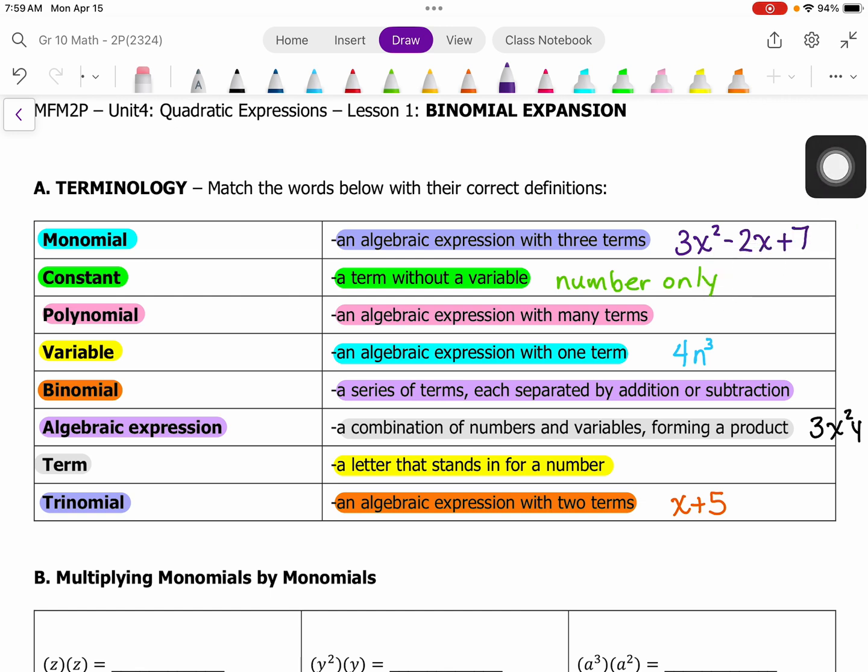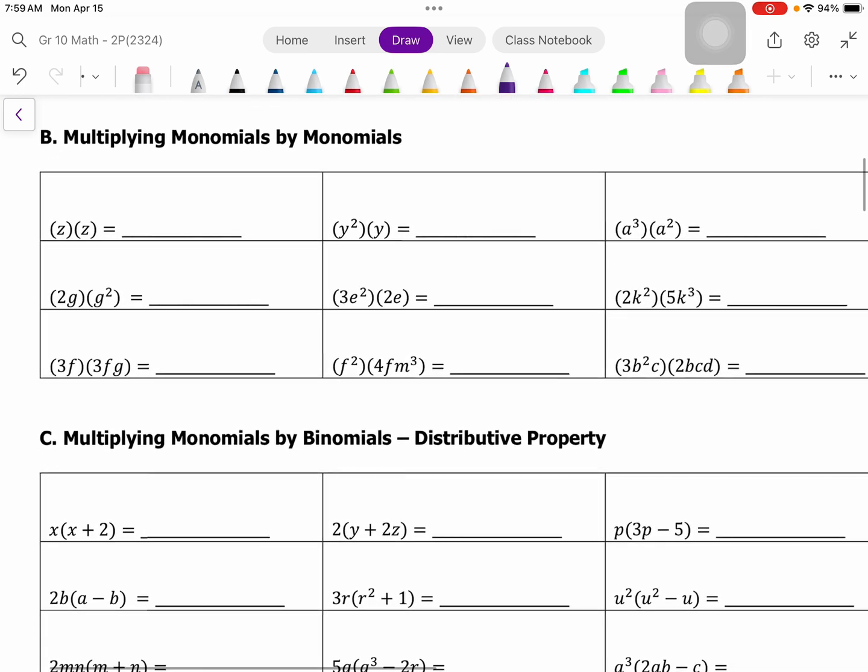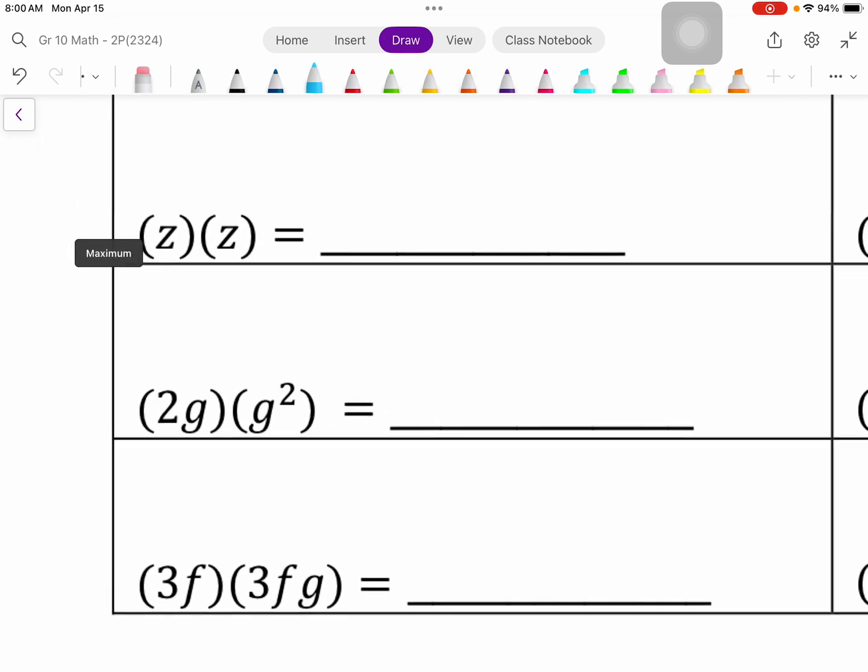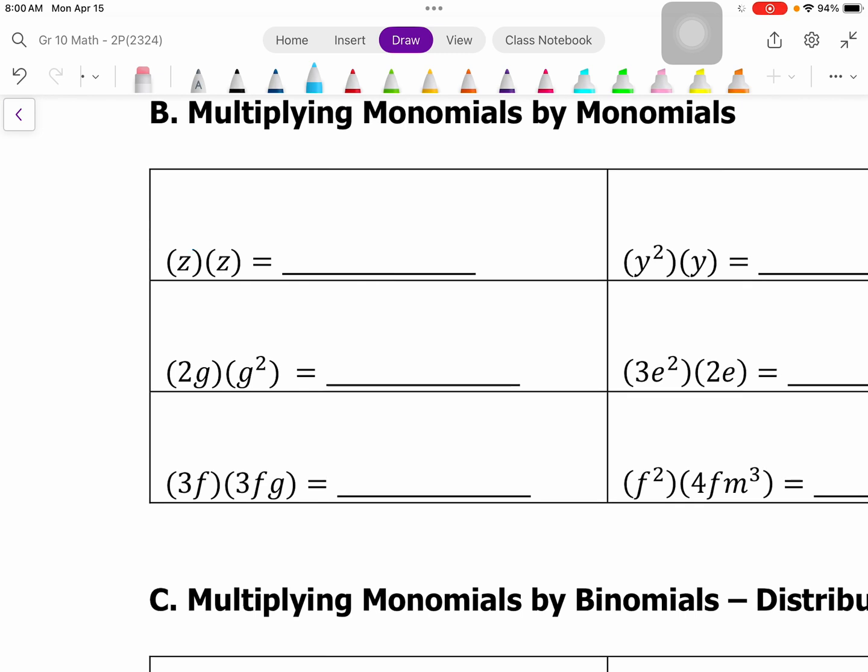So these are going to be words that we use now throughout this unit and the next, so you'll get comfortable with them. So over here we have monomials that are being multiplied together, and this is something that you have done already. So we'll do a few of these examples together. So when I have something being multiplied by itself, first of all, when I have a letter that doesn't have any exponent, the exponent is always 1. So this is really z to the exponent 1 times z to the exponent 1. And I can simplify that.